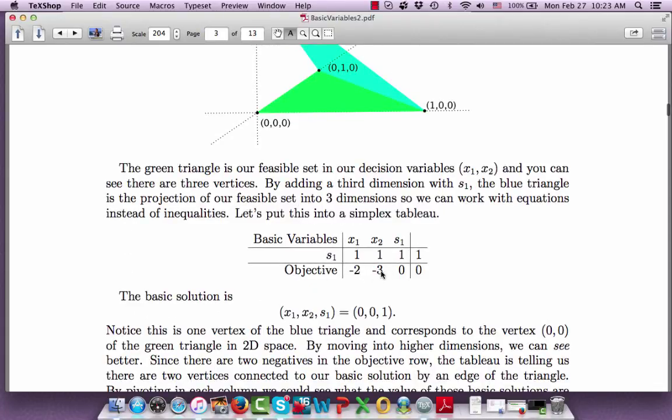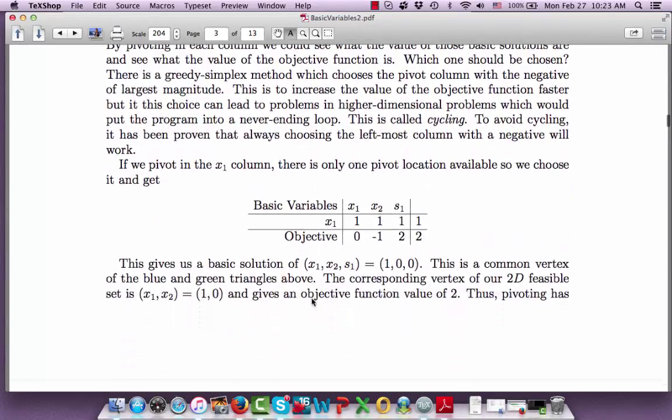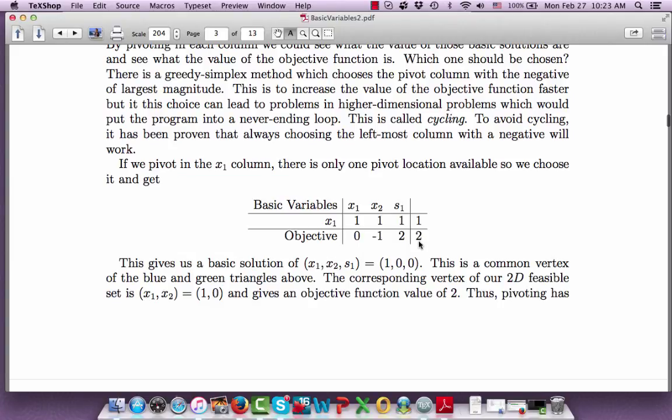Again, we have these negatives here. We pick the leftmost one, and since there's only one row here, we only have one choice of our pivot location. So we're going to pivot in the x1 column at this 1. All we're really doing is adding 2 times this row to the objective row. That'll give us the next tableau. You can see that the value of the objective function has increased from 0 to 2. Our basic variable is now x1 because that's the column that's pivoted. So this 1 times x1 must be equal to this 1 on the right-hand side, and x2 and s1 are 0, so that's our basic solution.